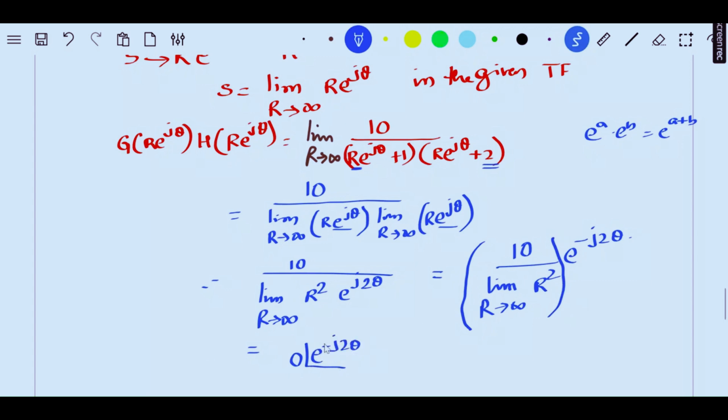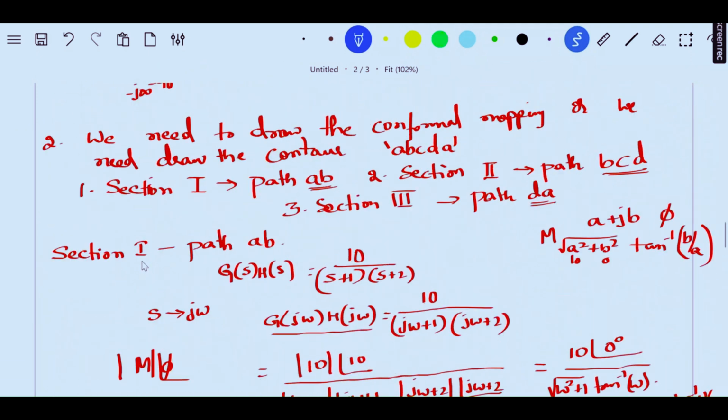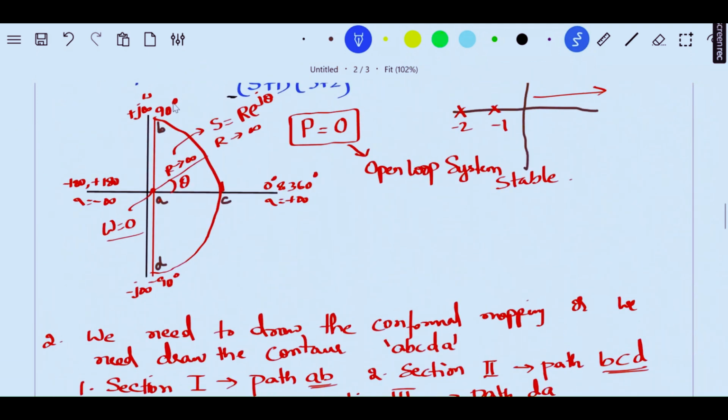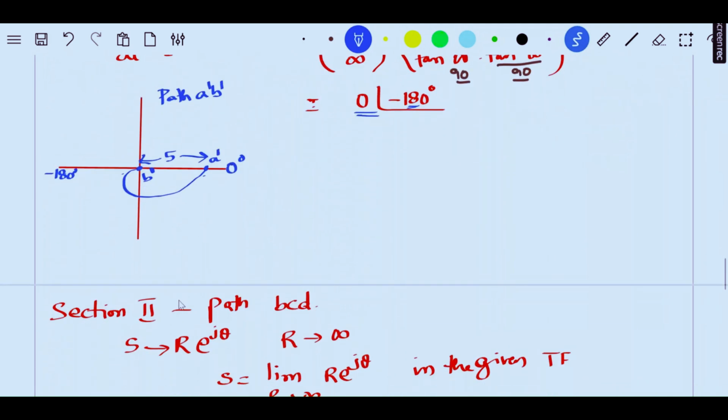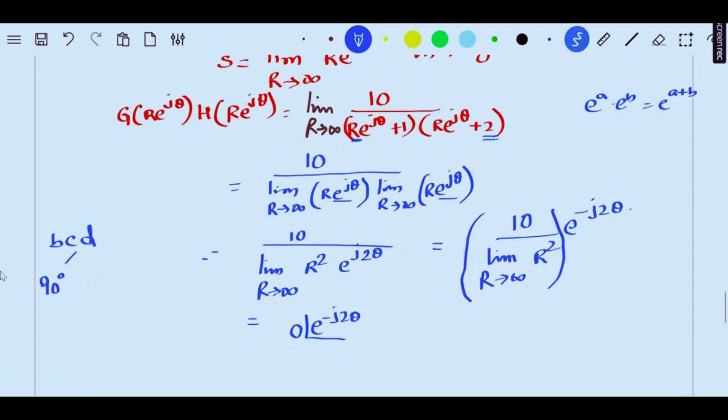Now, as we all know, we are trying to trace the path B, C and D. If you look into the angle at B, the angle at B is 90 degrees. If you go back and see the contour diagram, the angle at B is 90 degree, angle at C is 0 degree, and angle at D is minus 90 degree.